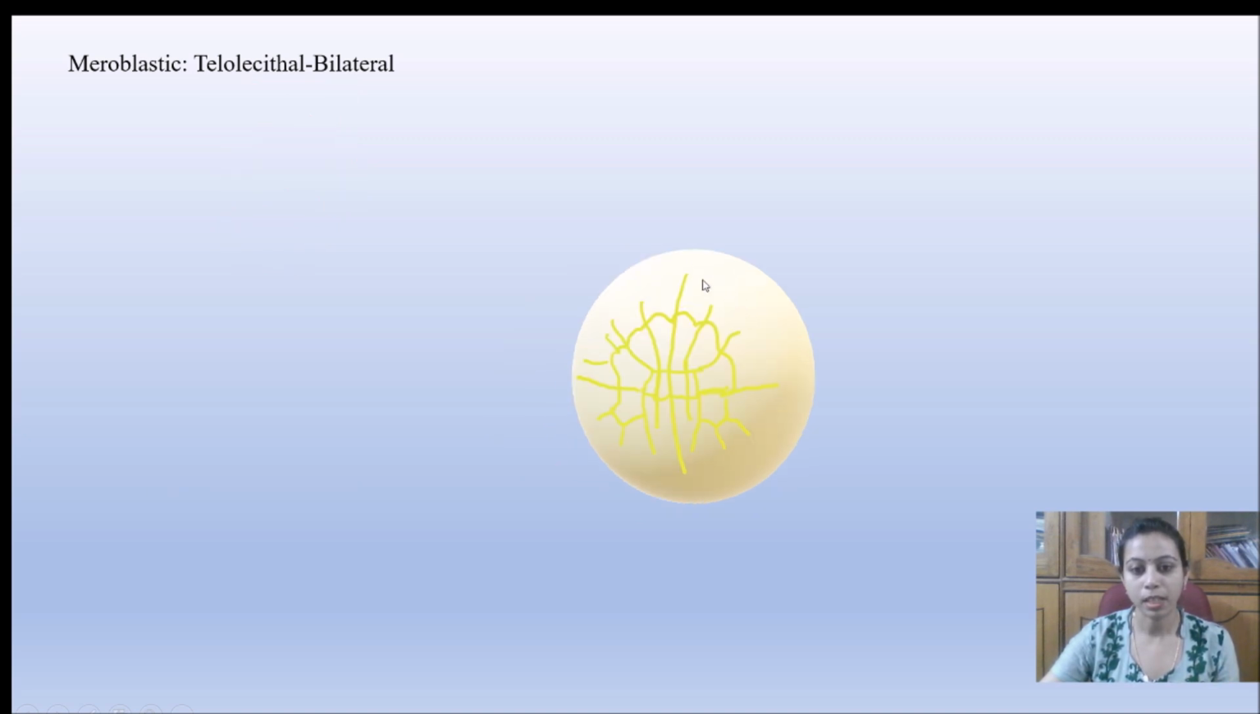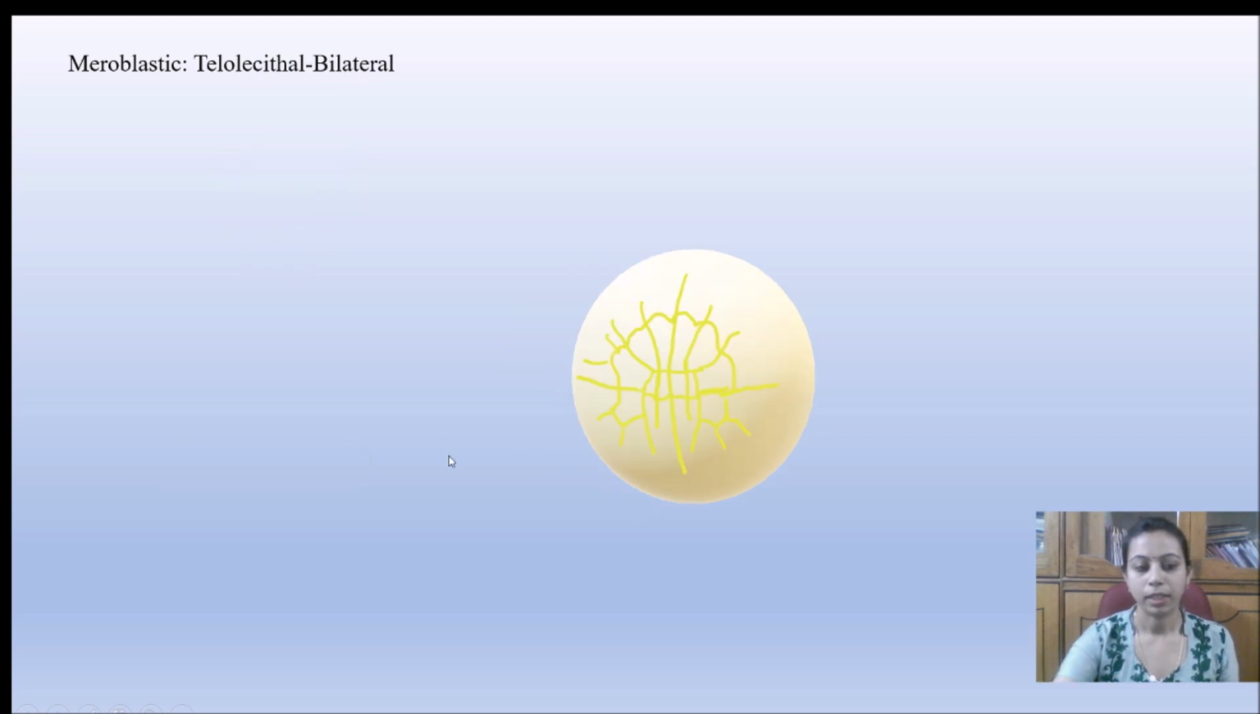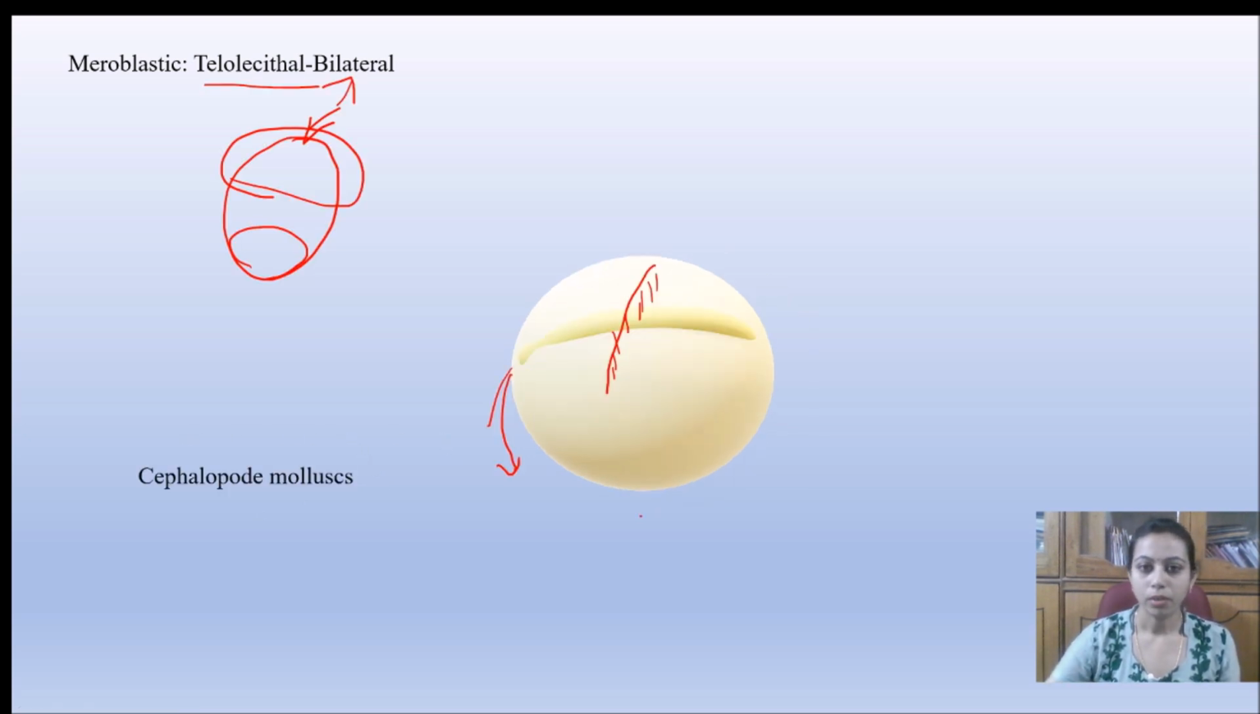You can see here, because of the incomplete cleavage, only half of the cell will be cleaved, the upper part, which is the animal pole, and the cleavage pattern resembles in both halves, so they maintain the bilateral symmetry. Such types of cleavage can be seen in the case of cephalopod mollusks.